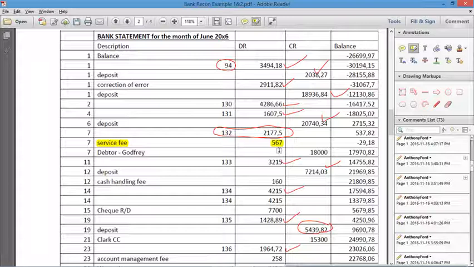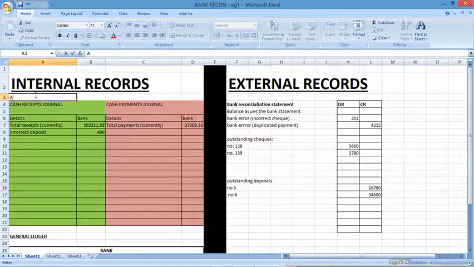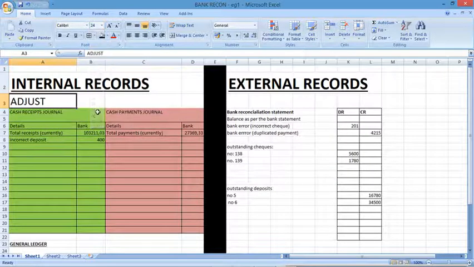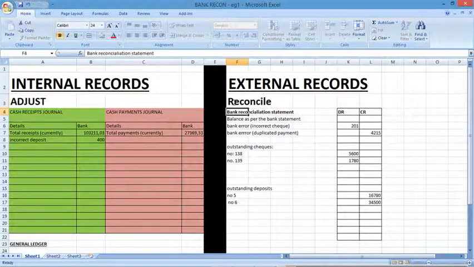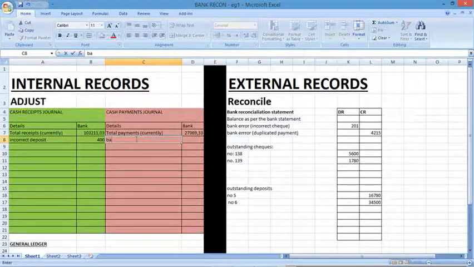So just reconcile. Adjust. Why? The bank has processed this. That's correct. The service fee isn't incorrect. So adjust. Okay, so adjust is on the left because we can adjust our records. Yes. And we reconcile on the right. Okay, so a bank charge would be what? A receipt or a payment? Bank charge will be a payment. Okay. And the amount? 567. Yes.